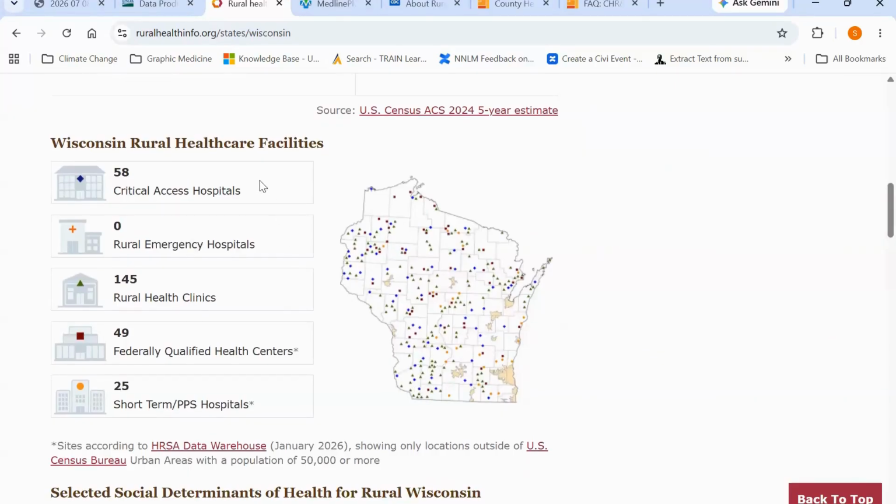And so you can see that there are 58 critical access hospitals, zero rural emergency. So that's the REH, the hospitals that closed everything but their emergency room. So Wisconsin doesn't have any that have converted to that model. Rural health clinics, FQHCs, short term. And so you've got it all mapped out.